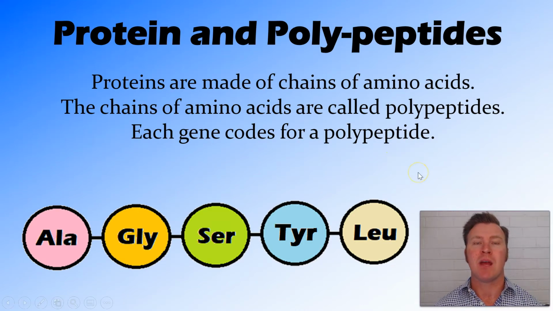Now, in the DNA sequence, each gene, a series of bases, codes for one polypeptide. So for a protein, you might have a couple of different genes that actually code for that protein.